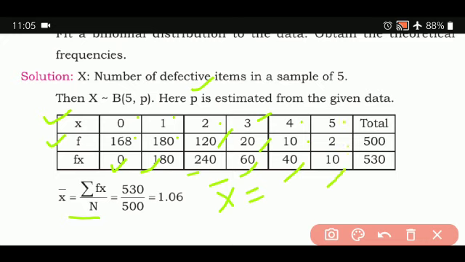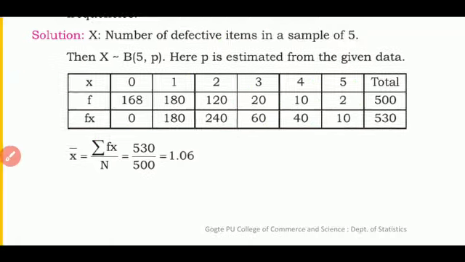If you remember from PUC one, how do you find the arithmetic mean? The same formula we are using, the direct method, and then we are totaling this. This is summation fx, 530, and total N is 500. So x bar is equal to 1.06. The first step is to find the arithmetic mean.